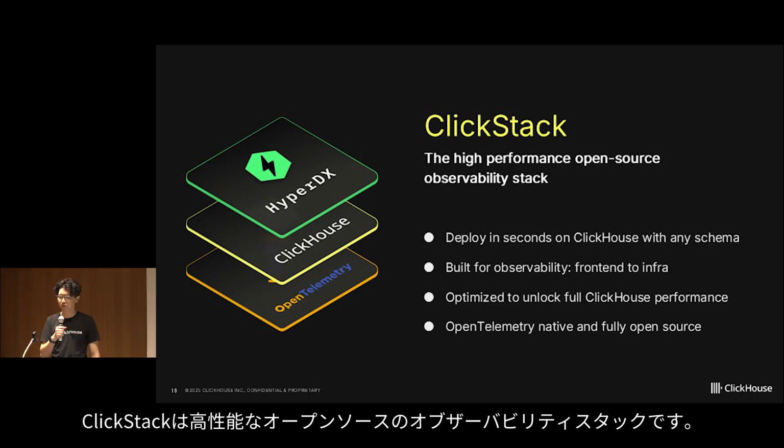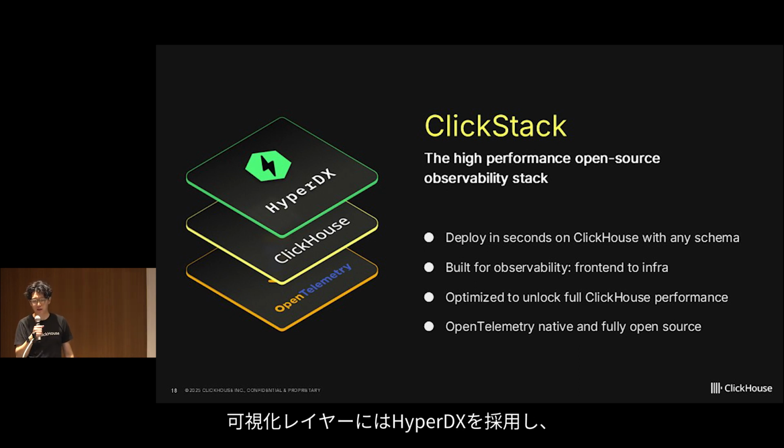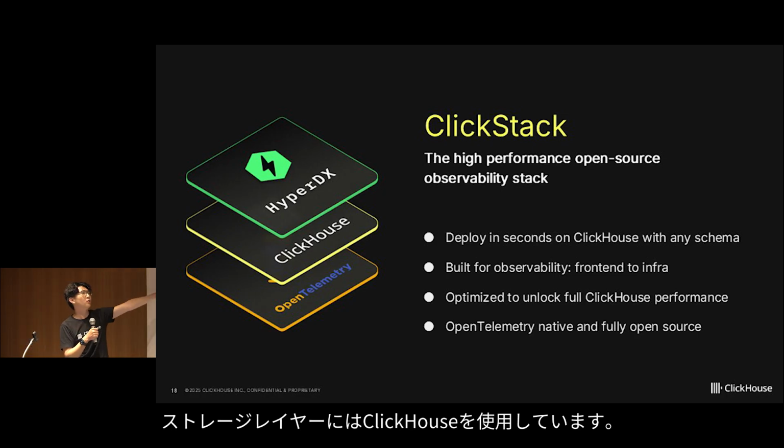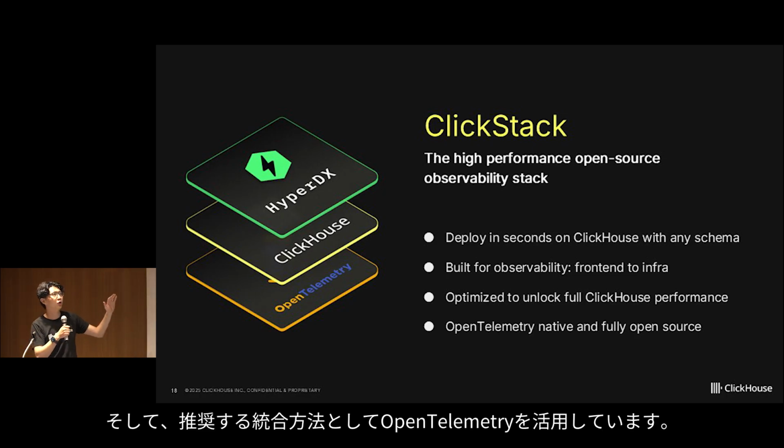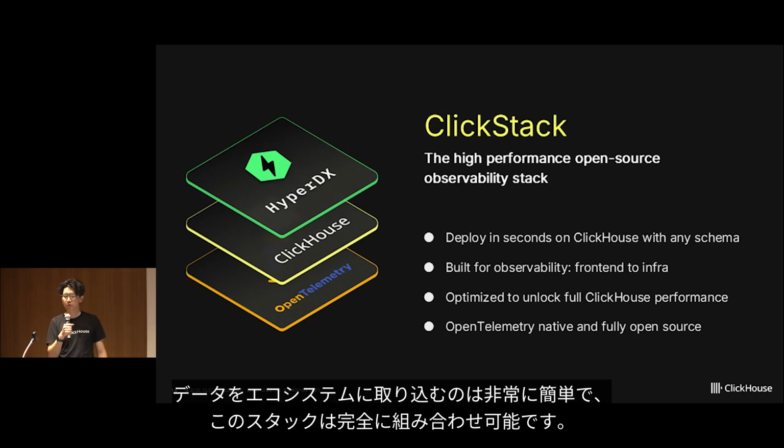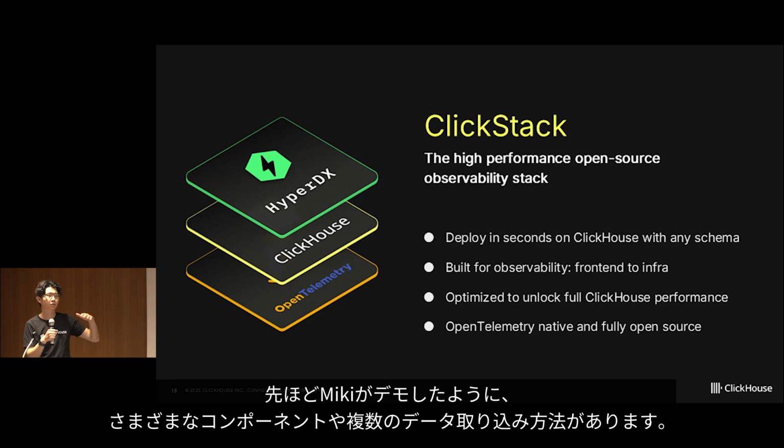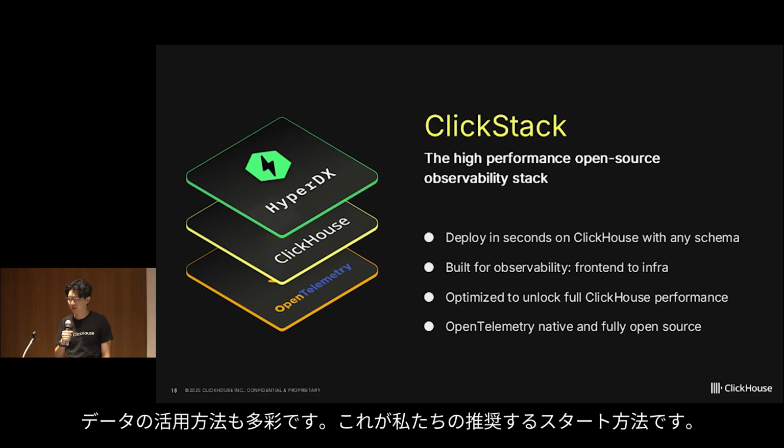It's the high-performance open-source observability stack powered by HyperDX as the visualization layer, ClickHouse, as we know and love, as the storage layer, and OpenTelemetry, which is our recommended way of getting data into the ecosystem. But this stack is composable, as Mike has shown earlier. There are different ways you can get data in, as well as visualize it. But this is our opinionated way to get started.